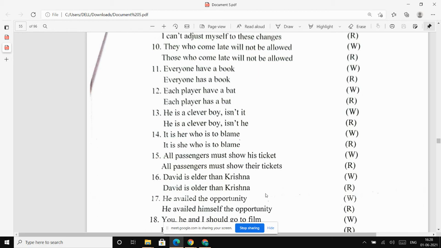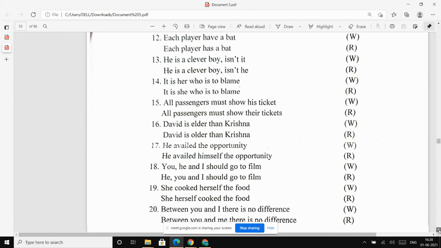He availed the opportunity. So here, after the word availed, we always use the reflexive pronoun. So he availed himself the opportunity is the right sentence. See here, you, he, and I should go to film. Earlier I said that while using the pronoun in the subjective case, we have to maintain a rule: first the third person, next the second person, and then the first person. So he, you, and I should go to film is the right sentence.